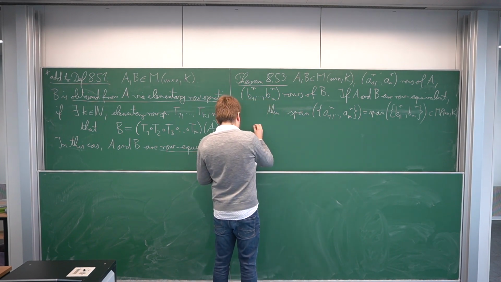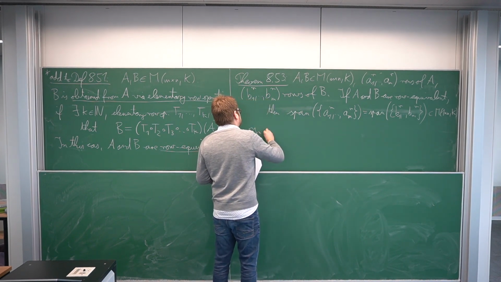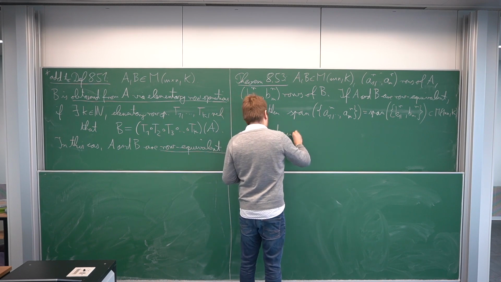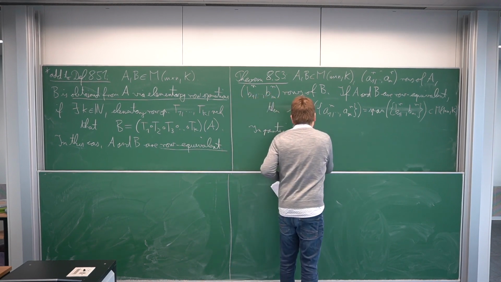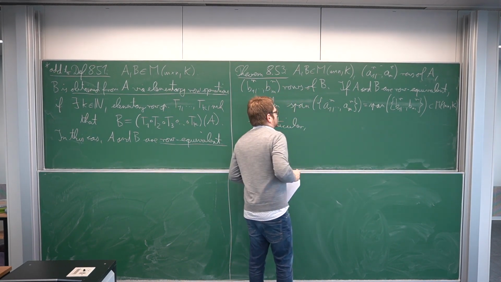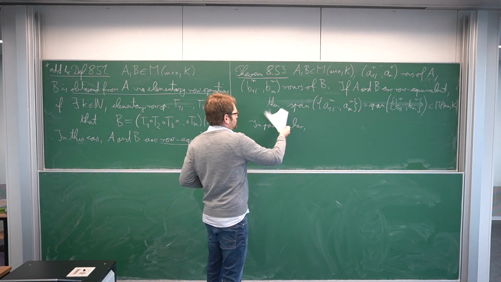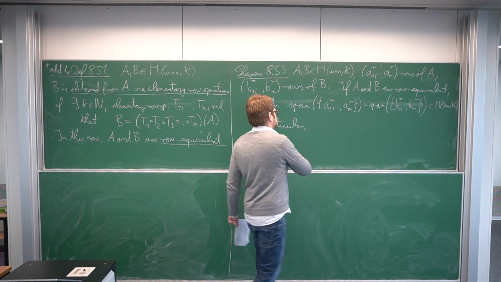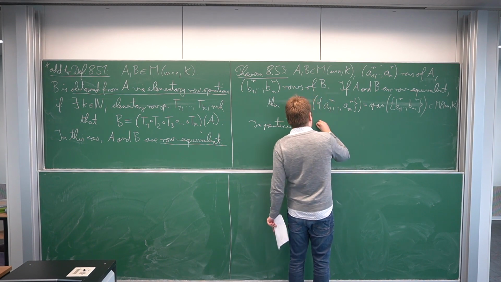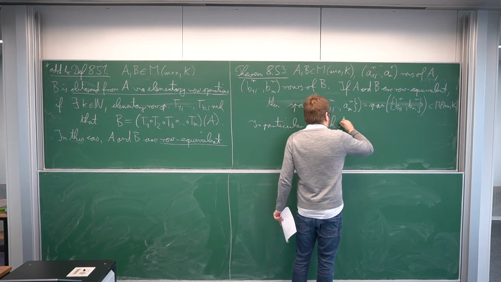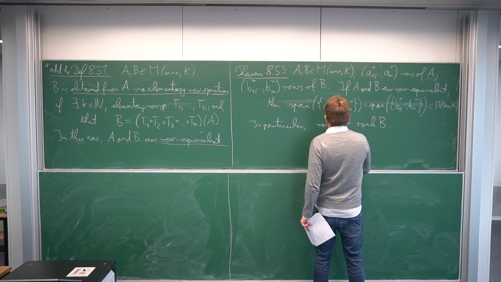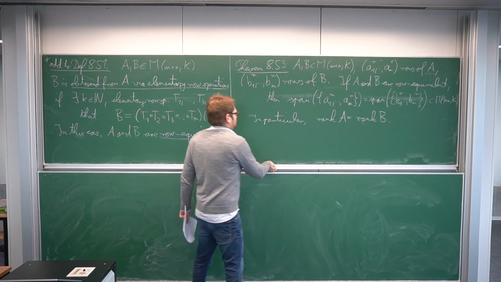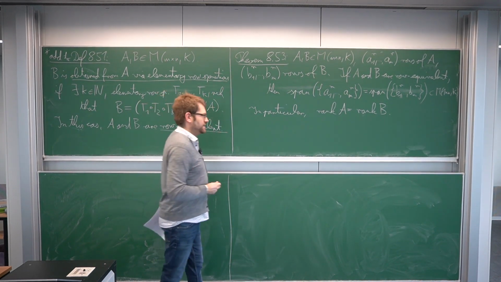And so in particular, since we've seen in corollary 850, don't write this down, that the rank of a matrix is the dimension of the span of the columns, if the span is the same, this of course means the dimensions are the same. So rank A is equal to rank B. Okay, so this means that they really preserve the rank, as I indicated in the beginning.